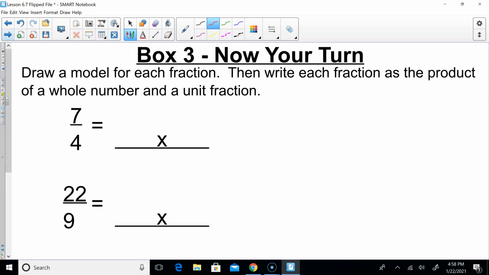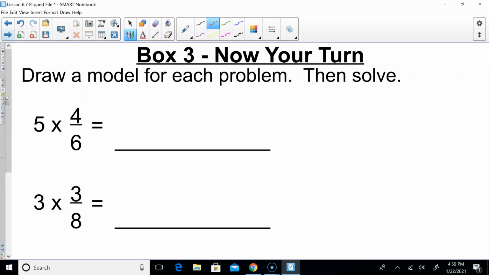And we need to draw a model for each fraction, and then write the fraction as a product of a whole number and a unit fraction. So write down the product of a whole number and unit fraction just like we did. Good luck. And now I can draw a model for each of these types of problems and solve. I didn't go too crazy big on you because you might not have a lot of space. And today you might need multiple pictures to submit because these are bigger drawings in a bigger area. I look forward to seeing all of your work.